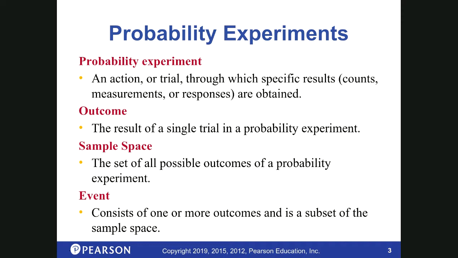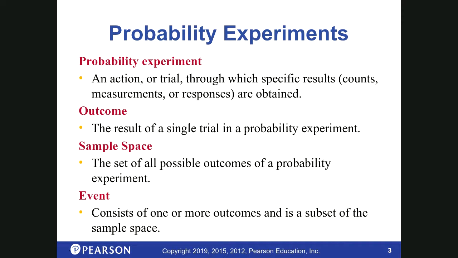A probability experiment is an action, a trial through which specific results are obtained. I'm going to give you an example of that in a minute. An outcome is the result of a single trial in a probability experiment. A sample space is the set of all possible outcomes. Make sure you know that definition, so at least write down in your notes that you need to know what a sample space is. It's the set of all possible outcomes, and an event consists of one or more outcomes and is a subset of the sample space.